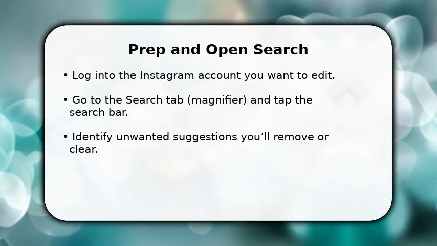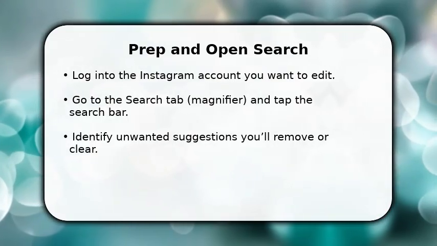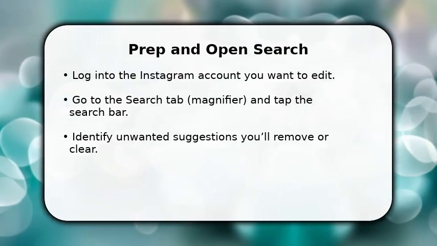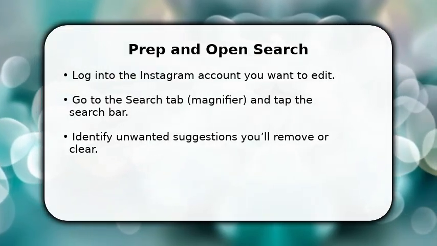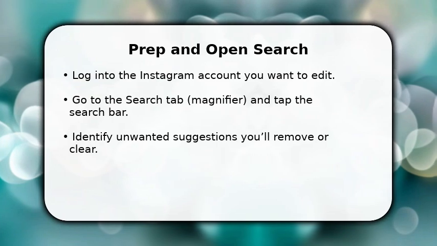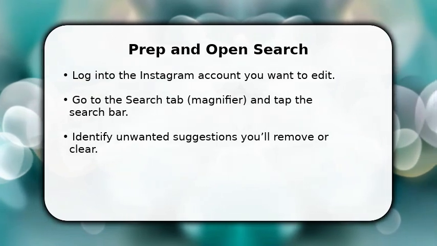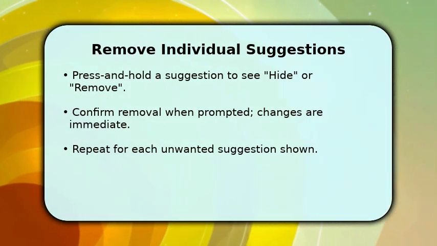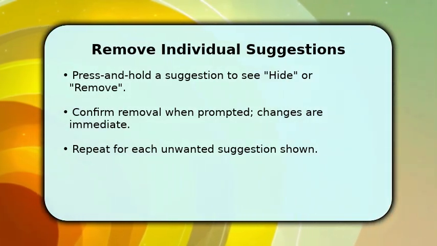This first action targets single suggestions quickly. Make sure you're on the right account if you manage multiple profiles, because changes apply per account. You'll remove items one by one by selecting Hide or Remove after the press and hold prompt. Confirm the action. Instagram usually applies the change immediately, clearing that entry from your drop-down list.